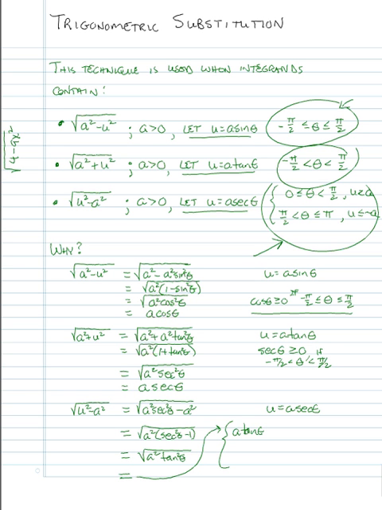if u is greater than or equal to a. Because what we're using then is that theta is between 0 and pi over 2, excuse me, my bad. In that case, then the tangent's going to be positive. And so the square root of tangent squared theta is tangent of theta.